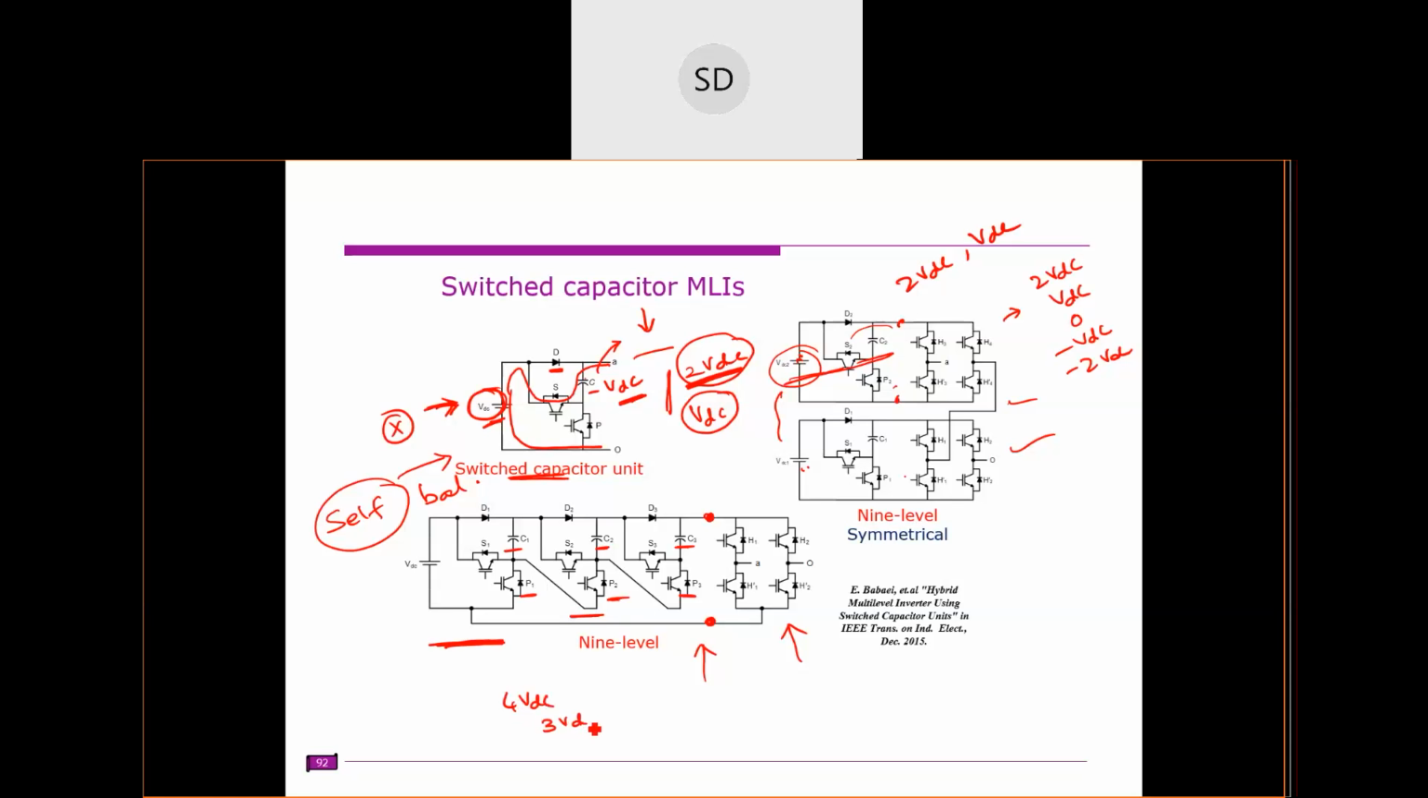You can also get 3 VDC, right? You can bypass any of the capacitors, or you can do VDC and VDC. Anyway, it will not produce 0 voltage. All these unipolar voltages are given to a polarity generator. So now this entire thing will produce 9 levels, starting from 4 VDC to minus 4 VDC. So this unit is also producing 9 levels.